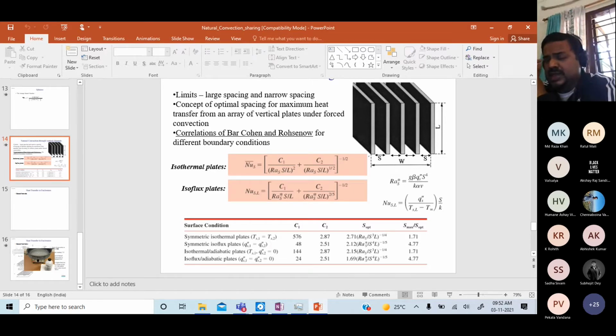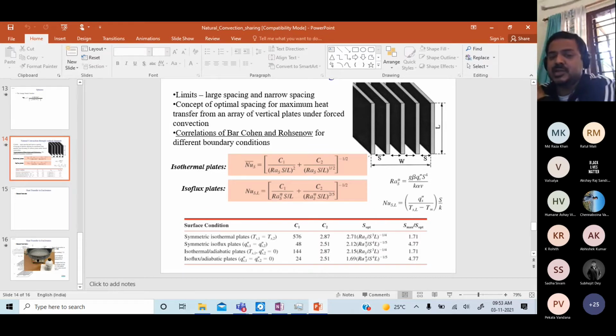Now I tell you that you have to design a heat sink or something such that I need to maximize my heat transfer. So what would it be? When you increase the spacing, your average heat transfer coefficient goes up. No question about that. But the number of surfaces, the number of plates that you can accommodate for a given W, will also go down. On the other hand, when you bring them closer, the average heat transfer coefficient, h bar, goes down, but the number of plates is more, so that the area is more. And that would give you the optimal spacing.